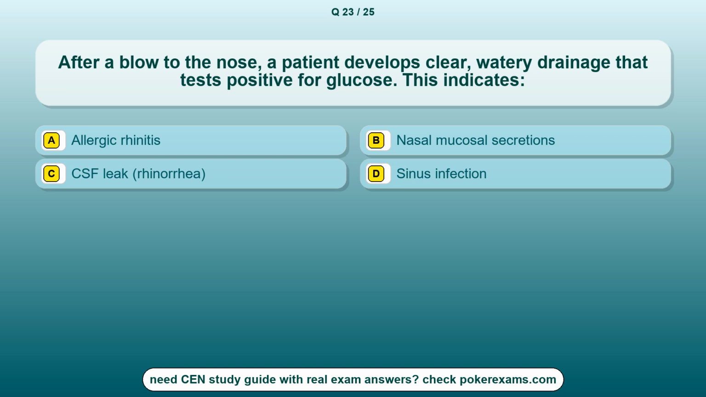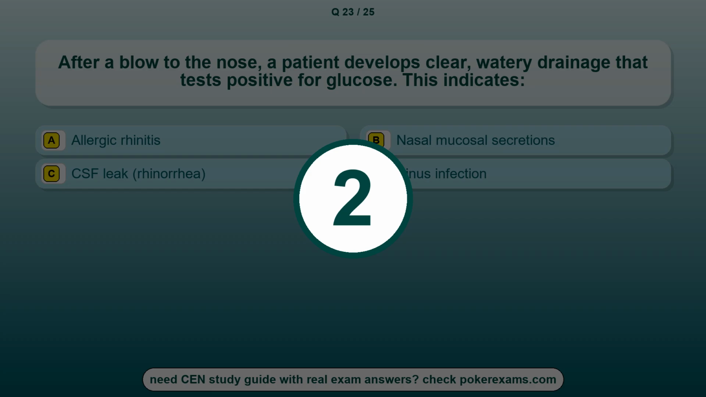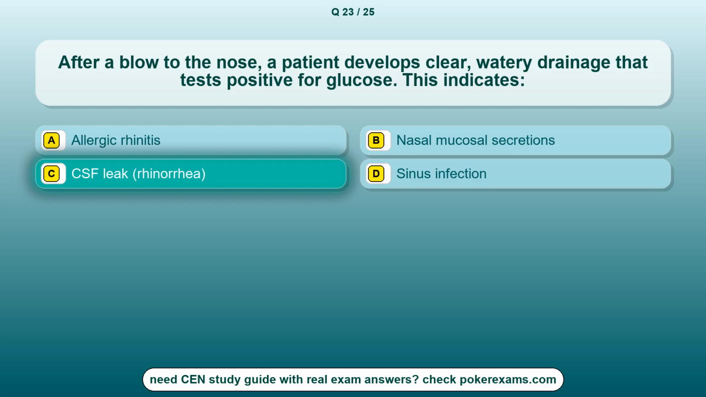Question 23. After a blow to the nose, a patient develops clear, watery drainage that tests positive for glucose. This indicates option A, allergic rhinitis. Option B, nasal mucosal secretions. Option C, CSF leak, rhinorrhea. Option D, sinus infection. The correct answer is option C, CSF leak, rhinorrhea.